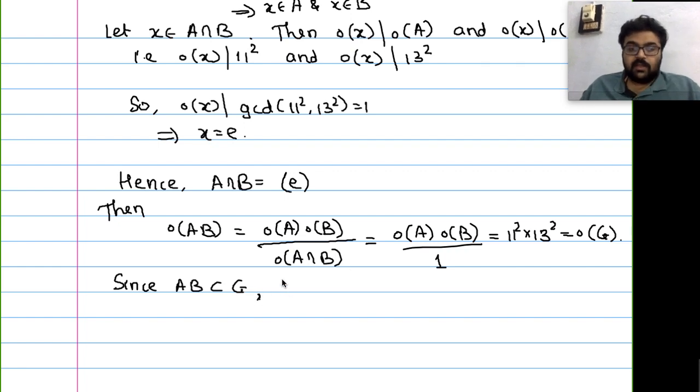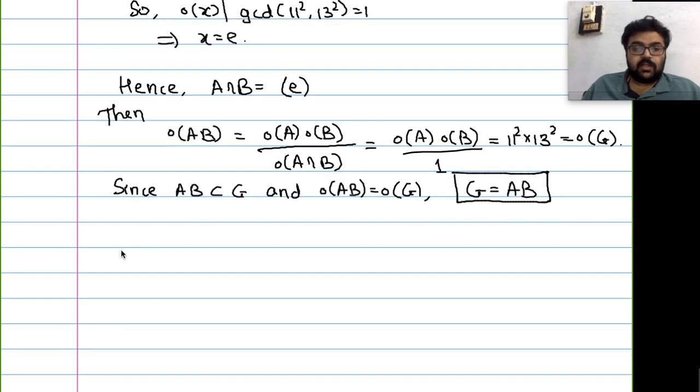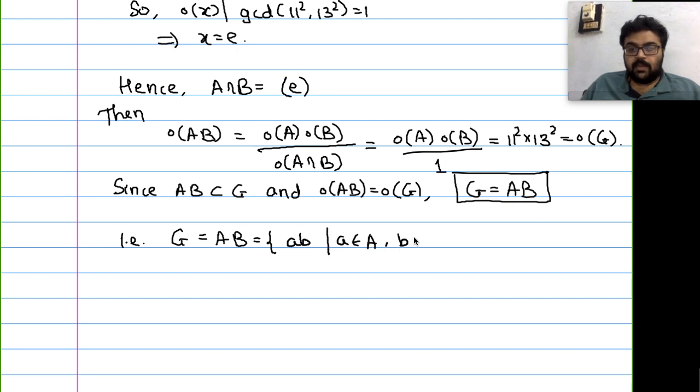So we can say that order of AB is same as order of G. We can say that G equals AB. So what we have is G equals AB. So how can we write G? G equals AB, and we know how we can write G: it is AB, so that a belongs to A and b belongs to B.